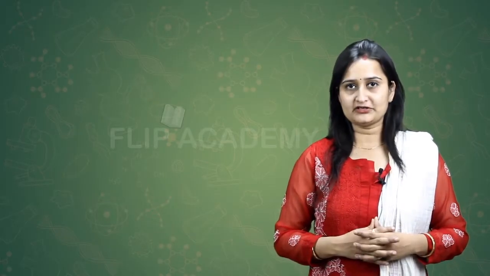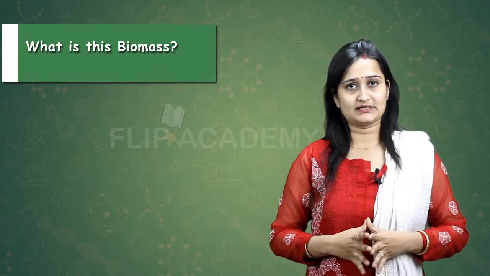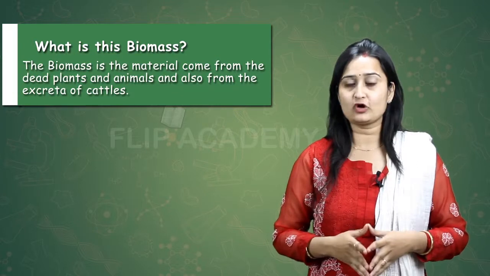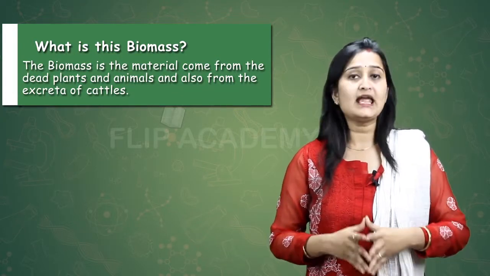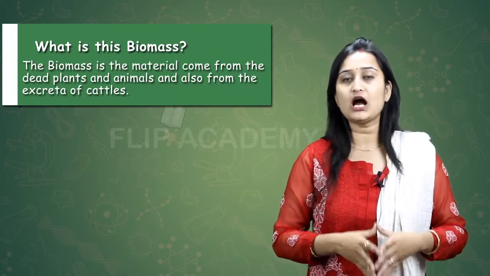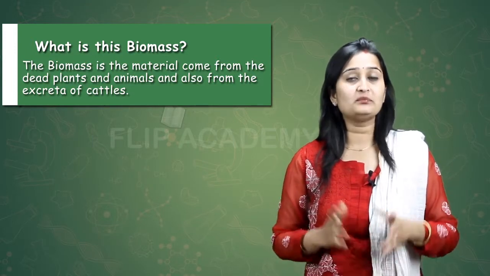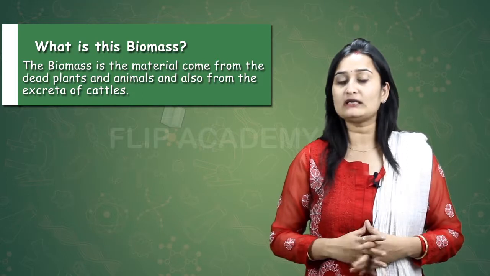The next form of energy is the biomass energy. What is this biomass? The biomass is the material which comes from the dead plants and animals and also from the excreta of cattle. So, the energy which is made from this particular source is called the biomass energy. The example of biomass energy is the cow dung, the wood or the crop residue.